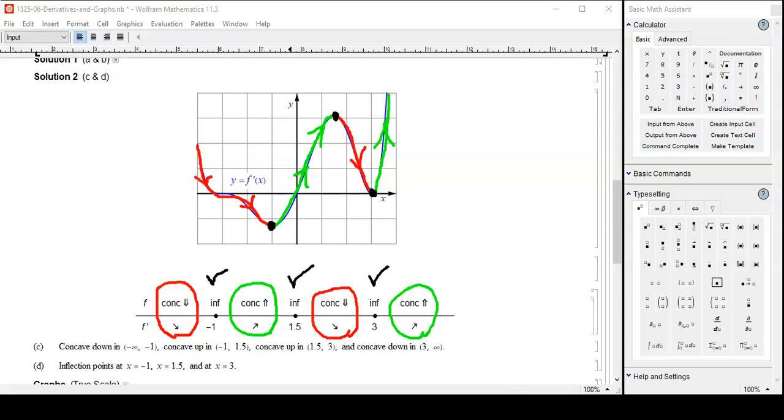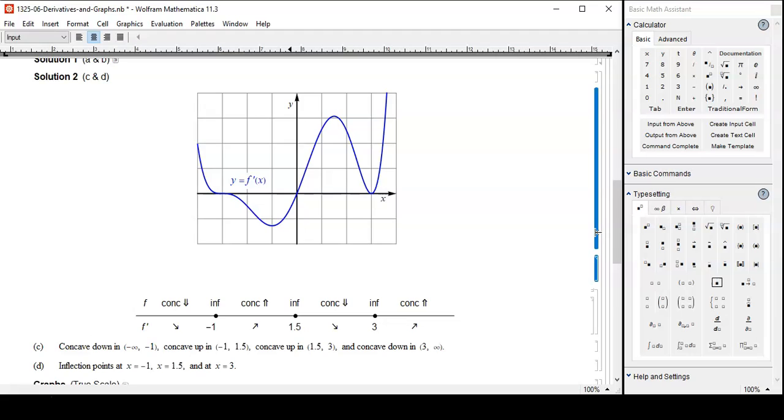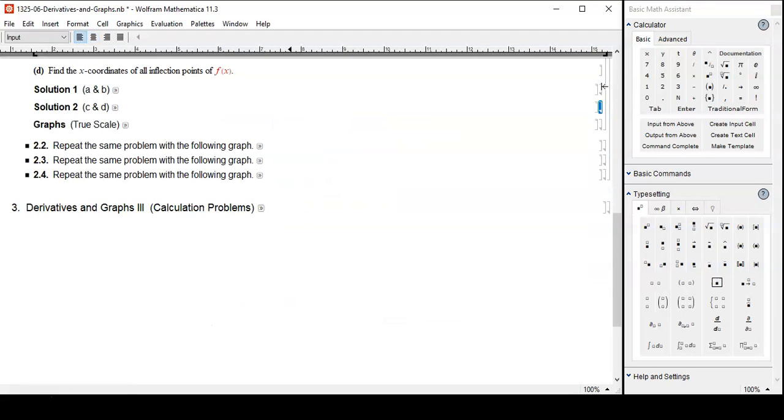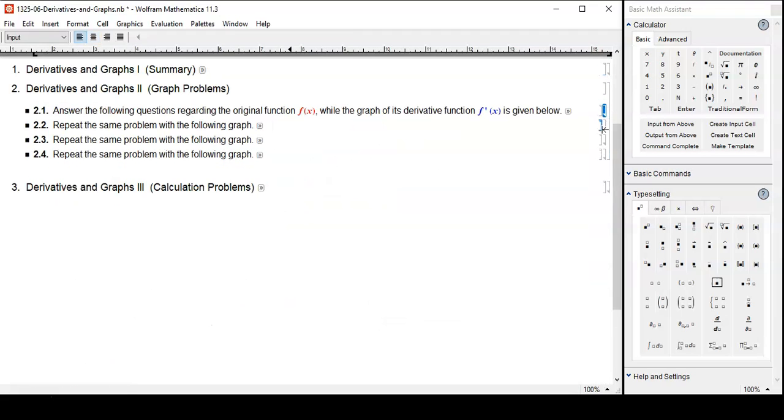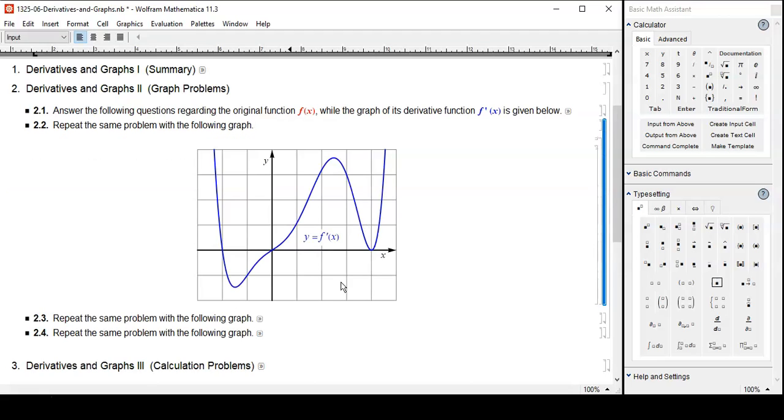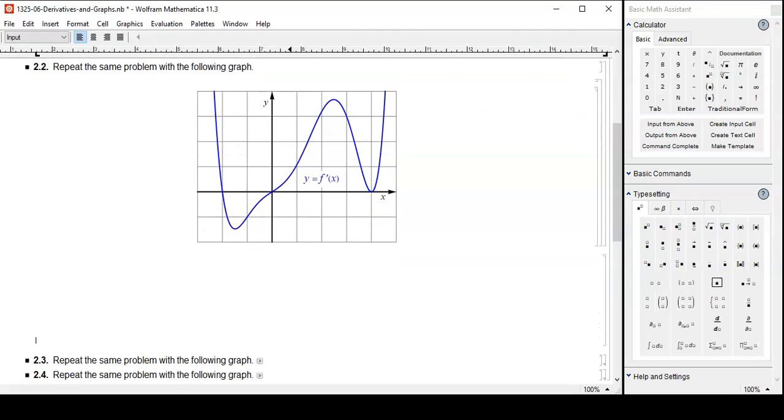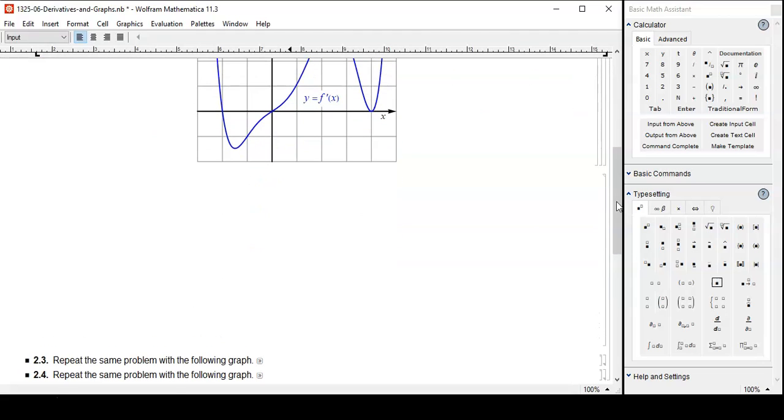Let's do this one more time. Okay, let's go to the next problem here. Okay, we have this graph. And as for part A and part B, we already did the increasing and decreasing nature of the original function. Now let's focus on the concavity of the original function. This time, let's do it from scratch.